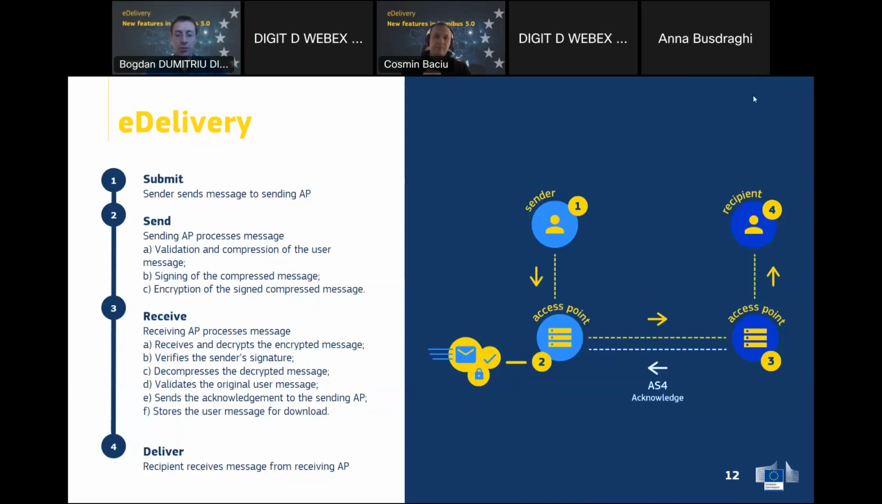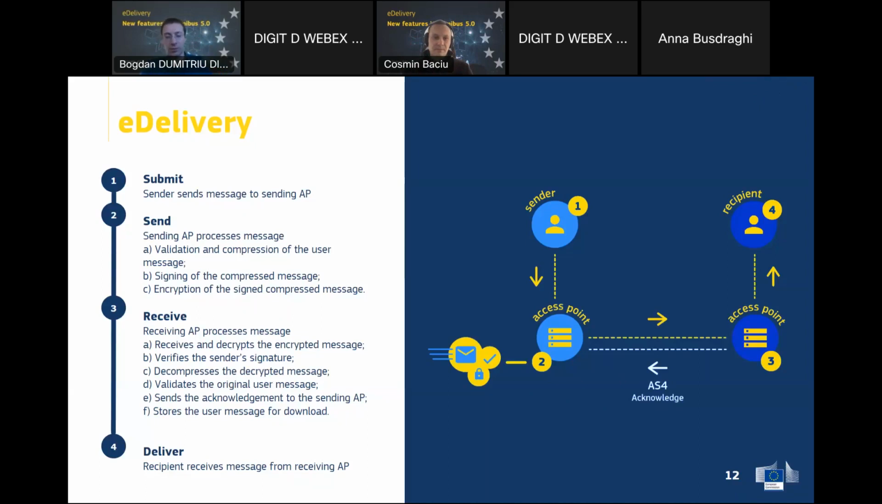How does the message travel? It's submitted by the sender to its local access point. Then this access point will do a series of processes, including validation, signature, encryption, and send it to its counterpart access point on the other side, where a reverse process takes place, and some additional steps to validate the signature, to create and send back a digitally signed acknowledgement of receipt if the message proves to be correct, proves to not have been compromised in traffic, and so on. And finally, the receiving access point will store the message it received so that its recipient can download it.